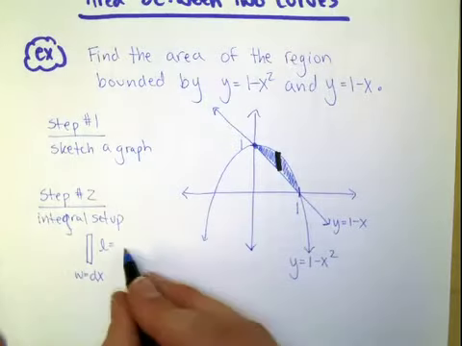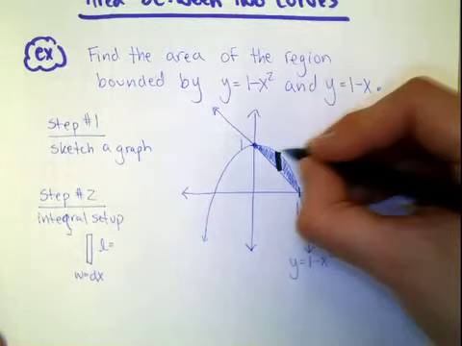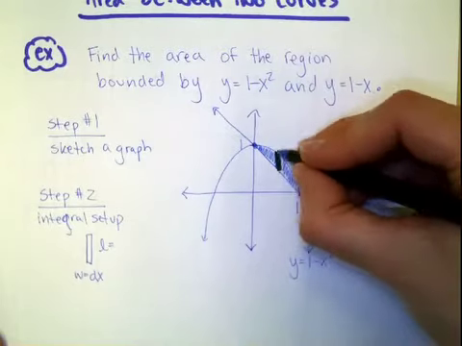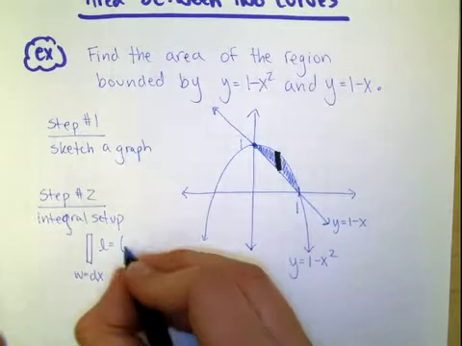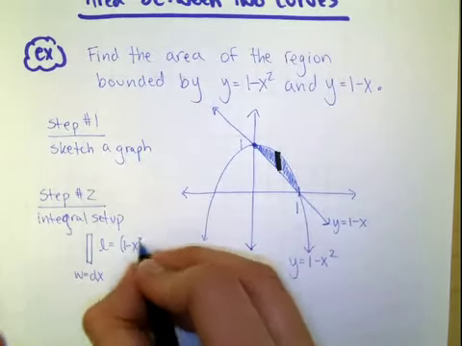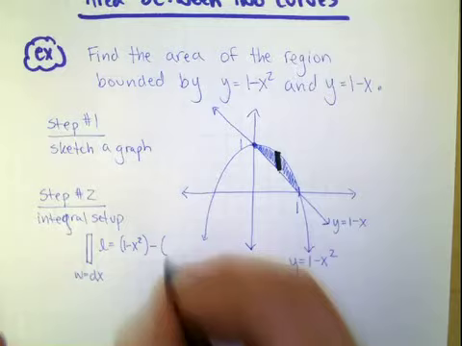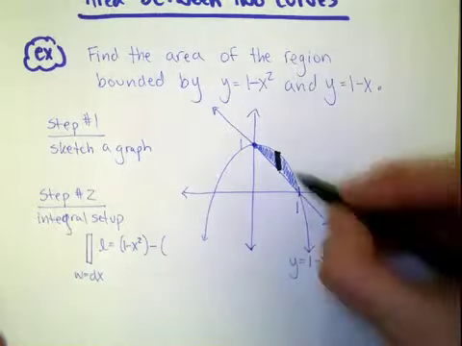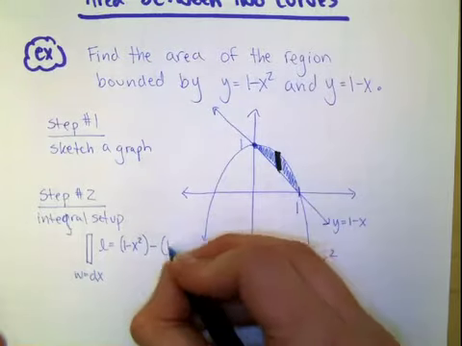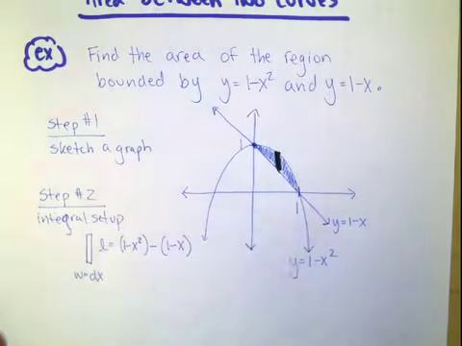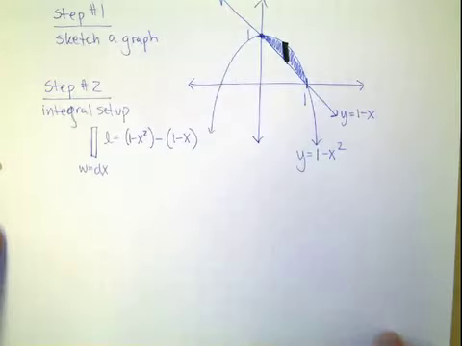We know the length of the rectangle is always the top minus the bottom. So the top of this rectangle hits the parabola. So the top is 1 minus x squared. And then I'm going to subtract the bottom of this thing. The bottom of the rectangle hits right on this line at 1 minus x. And so there's my setup for my length.